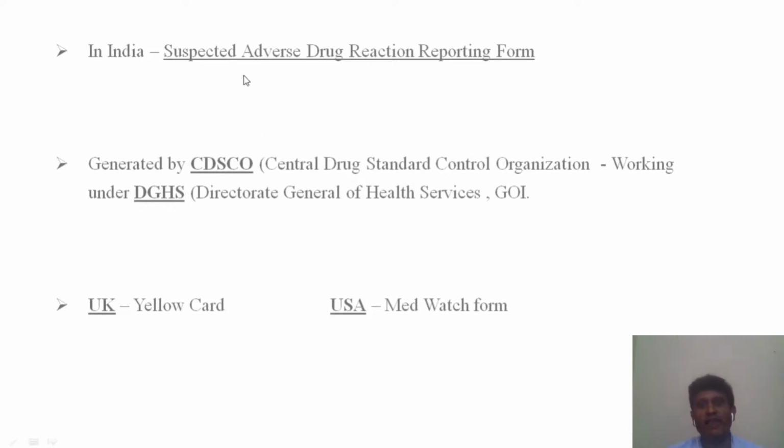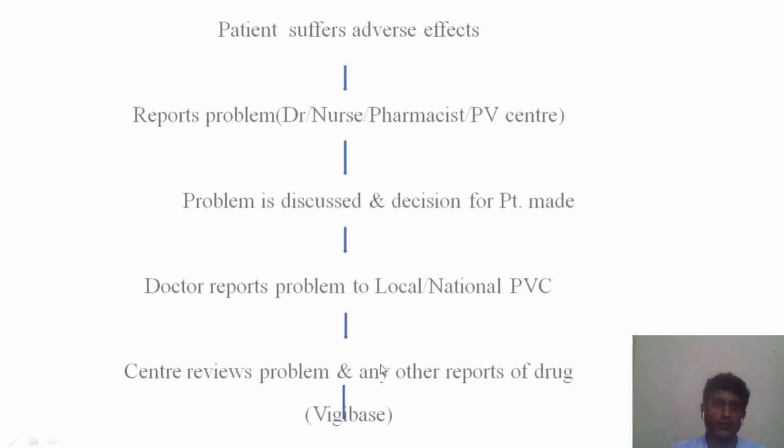In India, we have the suspected adverse drug reaction form. Mainly that is generated by CDSCO, now by the Indian Pharmacopoeia Commission, so mainly by the Government of India. In the UK, we have the Yellow Card system for reporting adverse drug reactions. And in the USA, we have the MedWatch form, through which they are reported.